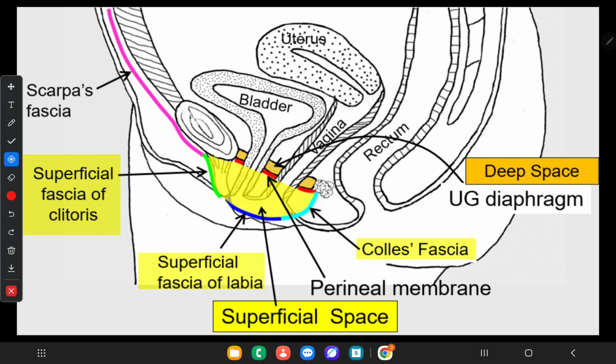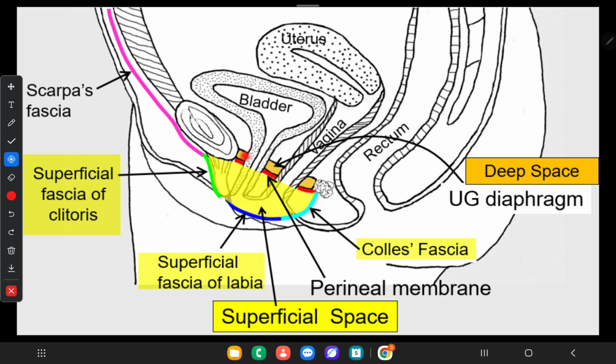This is a lateral view of the female perineum. Here you can see Scarpa's fascia. Scarpa's fascia means the membranous layer of the superficial fascia of the anterior abdominal wall. Here you can see it continues as the superficial fascia of the clitoris, the superficial fascia of the labia, and the Colles fascia. And here is the superficial perineal space or the superficial perineal pouch.